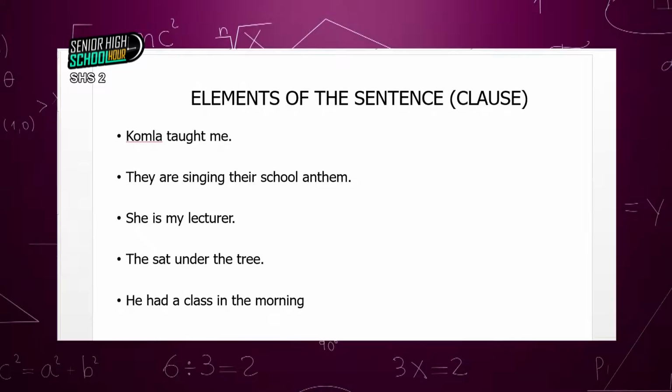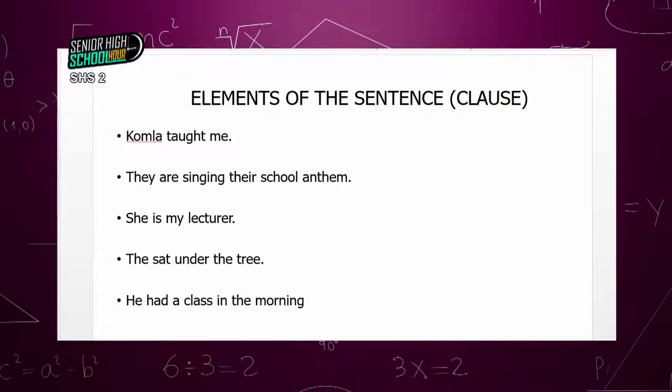As we have the sentence, Komla taught me, if I asked you to find the subject and predicate, I'm sure you'd be able to do that. Good. Because you know that taught me is a predicate, because taught is the verb and me coming together with taught becomes a predicate, and our subject is Komla. And then the next sentence, they are singing their school anthem. Where's the predicate? Are singing their school anthem. Therefore, the subject is they. She is my lecturer. Where's the predicate? Is my lecturer. Therefore, she is the subject.